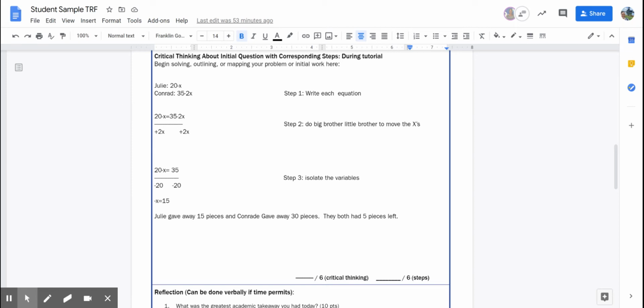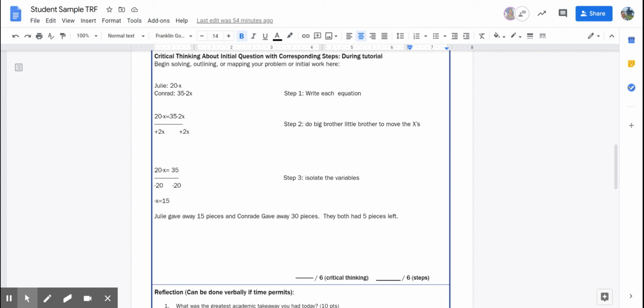And next to each thing that I completed, I wrote down what the step was. So at first, I took our math question, and it says that Julie started with 20 pieces and gave away X amount of pieces until she had the same pieces left as Conrad. Conrad started out with 35 pieces, and he gave away 2 times as many as Julie did, and they both had equal amounts left at the end.